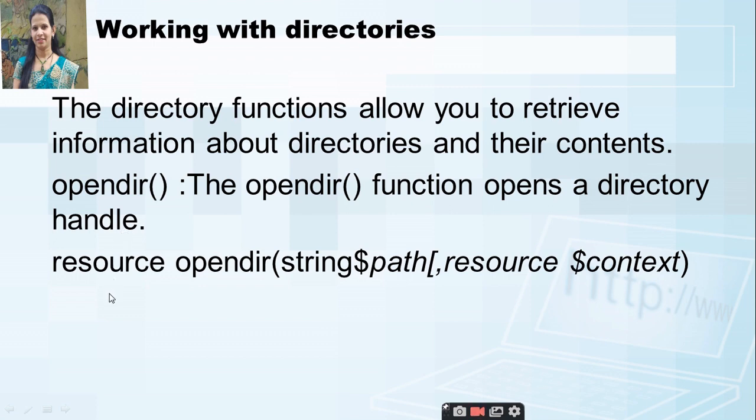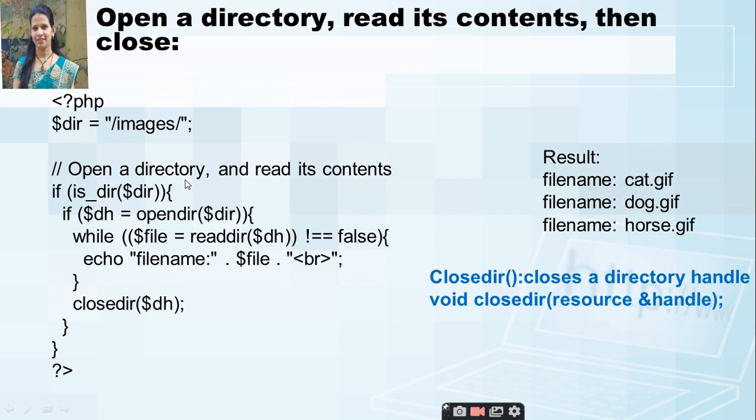And here is the syntax: resource opendir. Resource is a special data type because here we are using external resources also. So resource opendir, string $path. Here you need to specify the path. The resource context is optional, and you need to specify the string path. Here is one example: open a directory, read its content, and then close it.